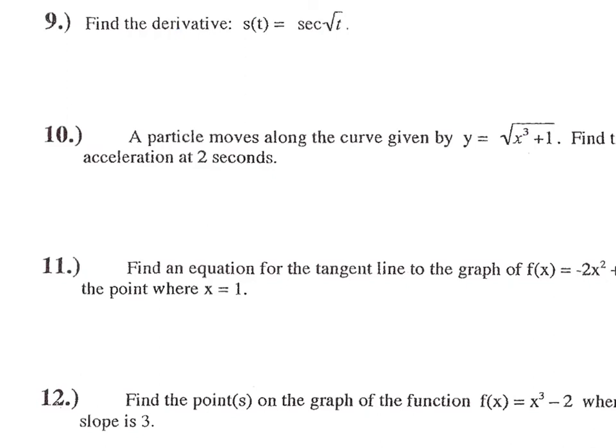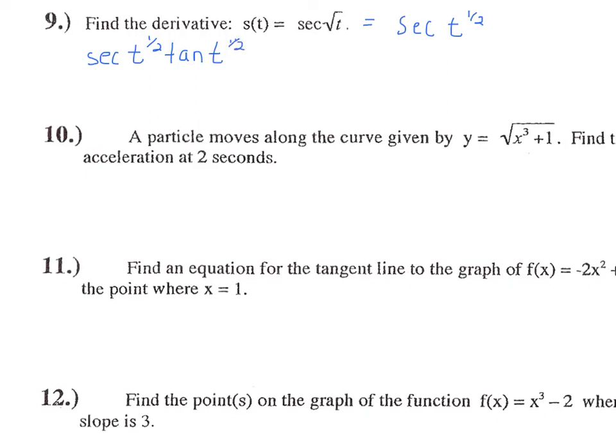Number 9 is more chain rule. So first I'm going to rewrite it as the secant of t to the 1/2. And this time the 1/2 is only affecting the t. So first we want to take the derivative of the outside function, which is secant. And we're going to get the secant of t to the 1/2, since that's the inside function, times the tangent of t to the 1/2.